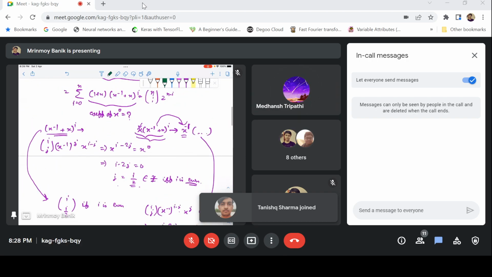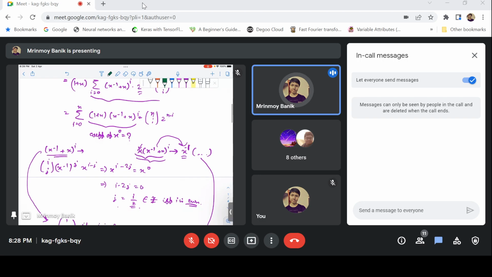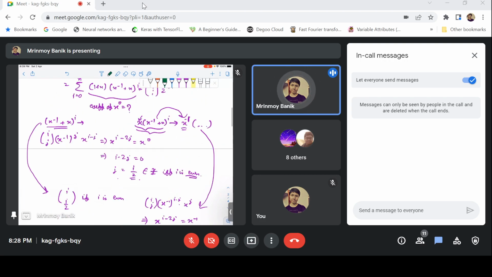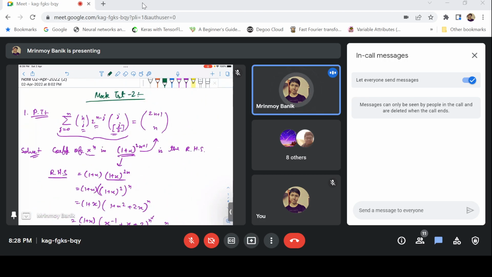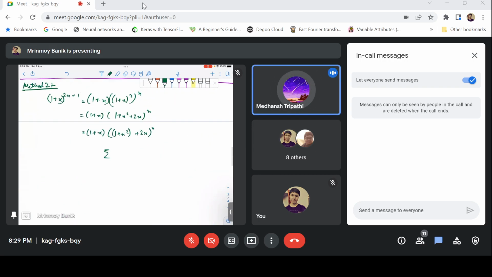I messed up a bit with that minus 1, and I was not doing it from the left hand side to the right hand side. I started with the right hand side and tried to morph it. It is a bit cleaner. Okay, so it's the same method only. We just try to find the coefficients of x and x power n in this term, 1 plus x squared plus 2x whole power n.